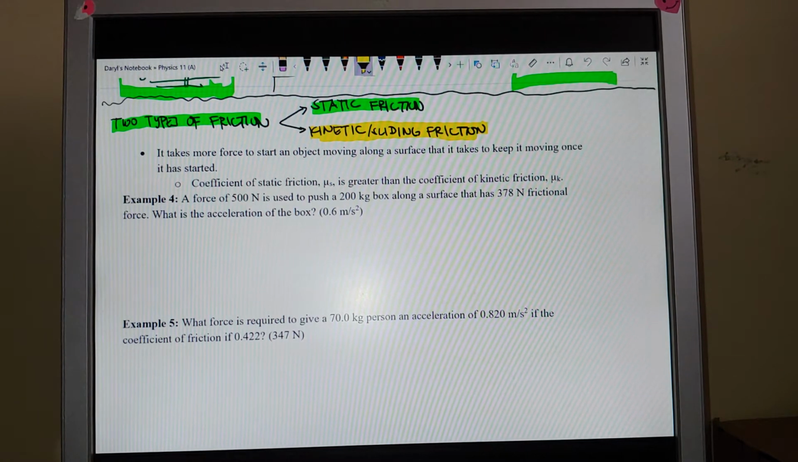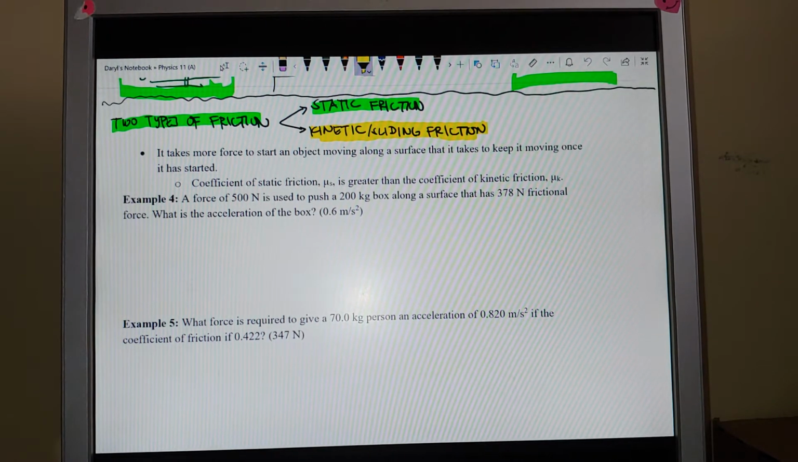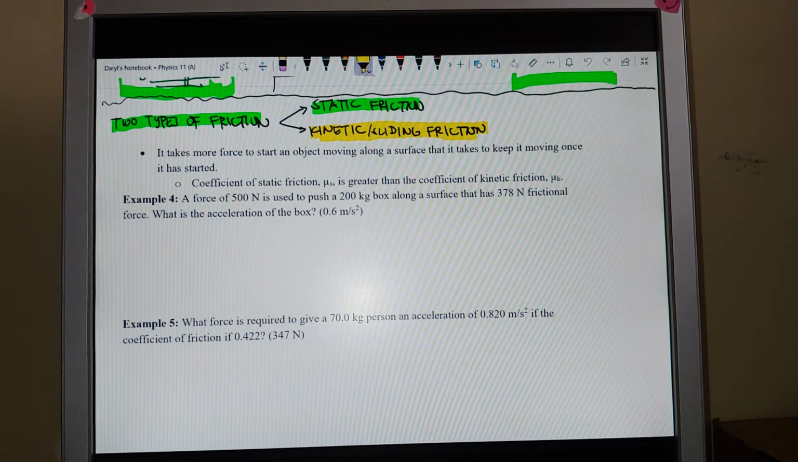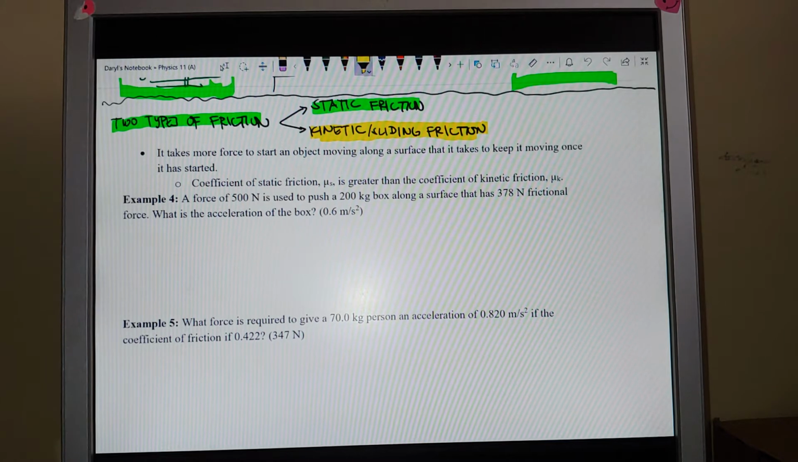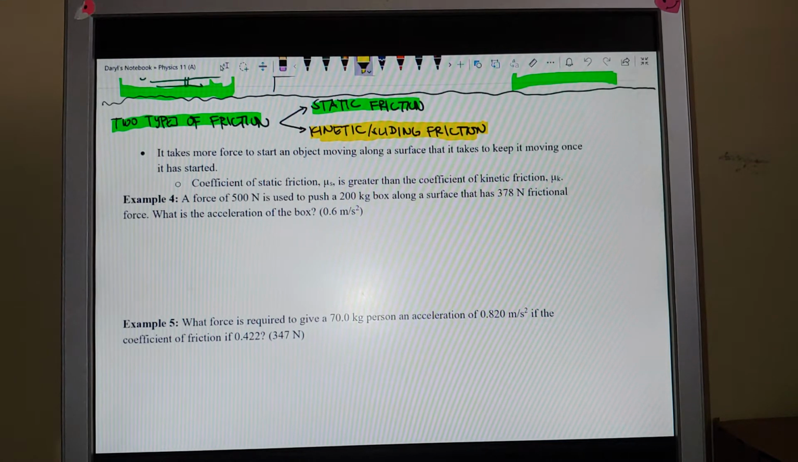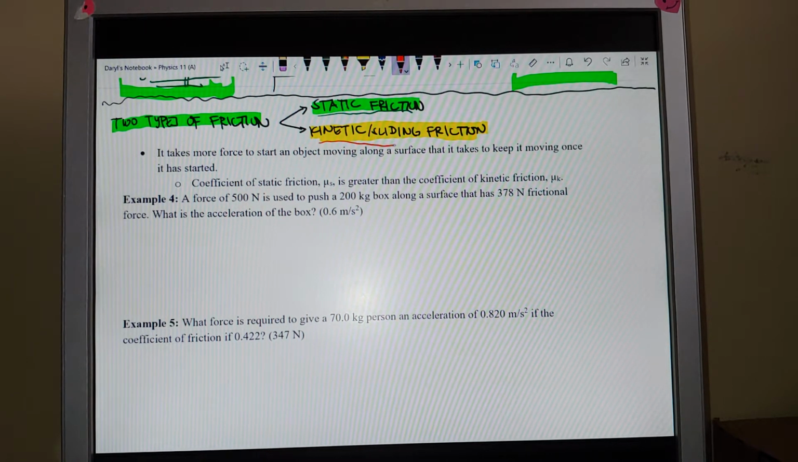This is a continuation video of our friction section. Before I go to example number four, I'm just going to discuss quickly that there are two types of friction. We have what we call static friction, and the other one is the kinetic or sliding friction. Static friction is the friction that exists between an object and the surface when the object is not moving.